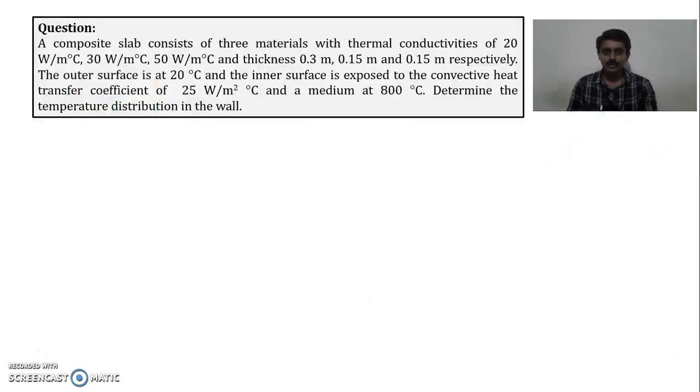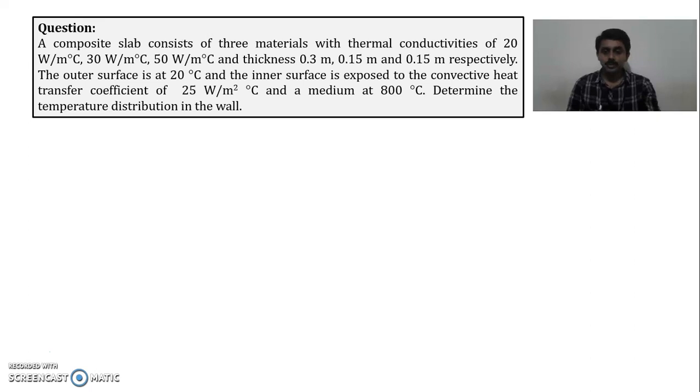Let us look at the question. Yes, this is the question. A composite slab consists of three materials with thermal conductivities 20, 30 and 50 watt per meter degree centigrade, with respective thicknesses 0.3, 0.15 and 0.15. The outer surface is at 20 degrees C and the inner surface is exposed to a convective heat transfer coefficient of 25 watt per meter square degree centigrade. There is also a medium flowing on the surface at 800 degrees C. Determine the temperature distribution in the volume.